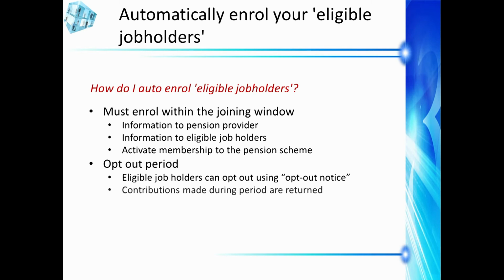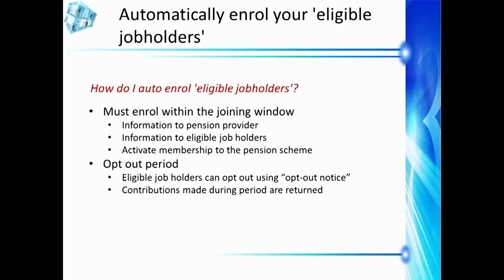And if they opt out in this opt-out period, and the opt-out period is a specific period of time, it's the latter of two dates. It is either the date that you gave them all the information about the pension scheme that they are being auto-enrolled into, or it's the date that they became an active member of that pension scheme.